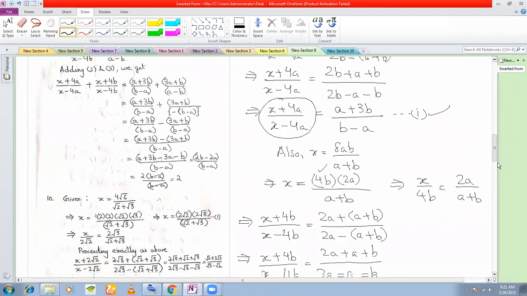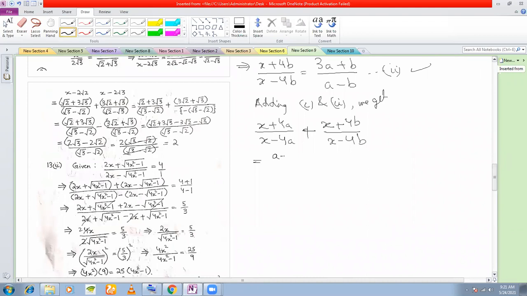a plus 3b by b minus a, plus, and this value here is from 2, 3a plus b by a minus b. Okay, so now you can simplify this. A plus 3b, see that in the denominator, one fraction you have b minus a and the other you have a minus b. That is just the opposite sign, right?